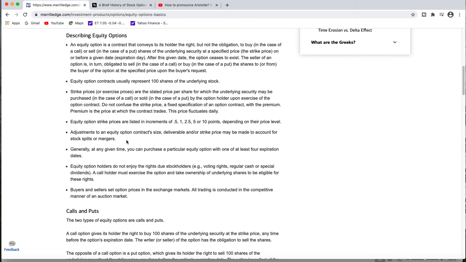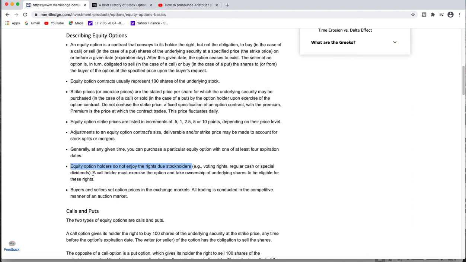Adjustments to the equity option contract sizes are made to account for splits and mergers. Generally, at any given time, you can purchase a particular equity option with at least 4 expiration dates. Equity option holders do not enjoy the rights of shareholders, i.e., voting rights, cash, or special dividends.